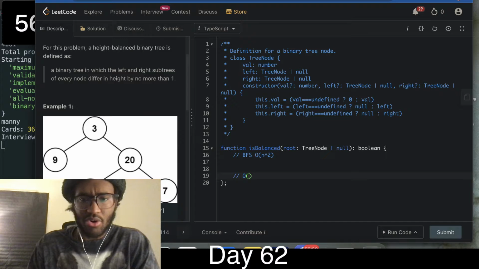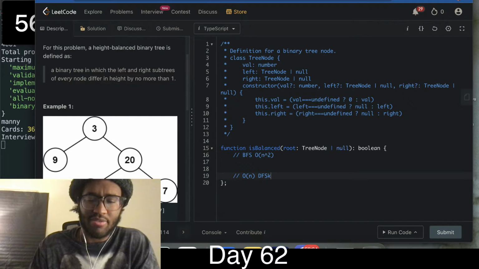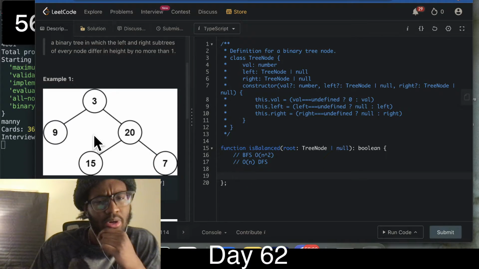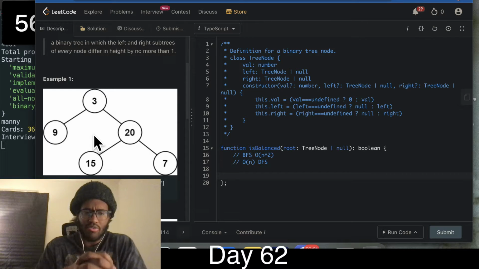Wondering if we can come up with an O of n version, which I think is definitely possible with the DFS based approach, but I wonder... Actually, no, I don't think there's an O of n solution.